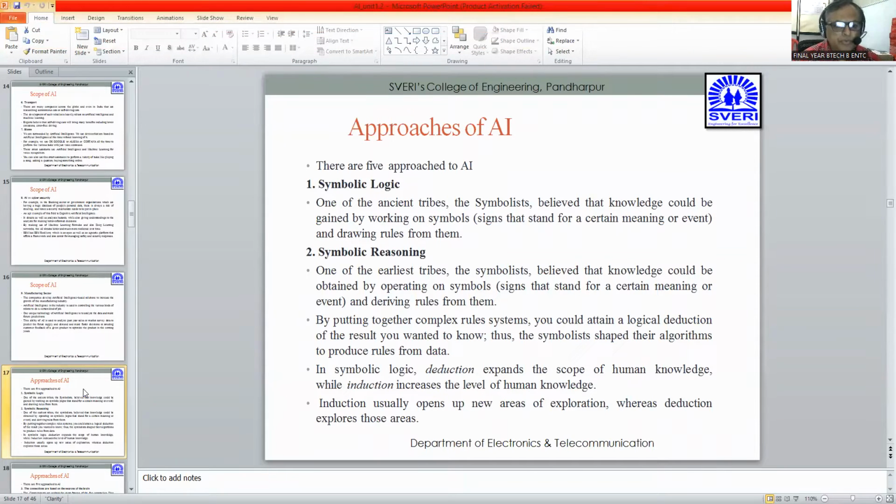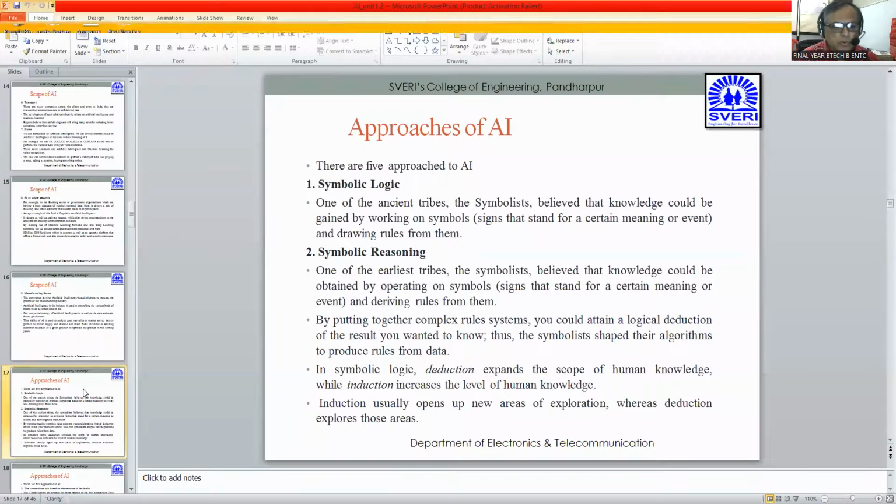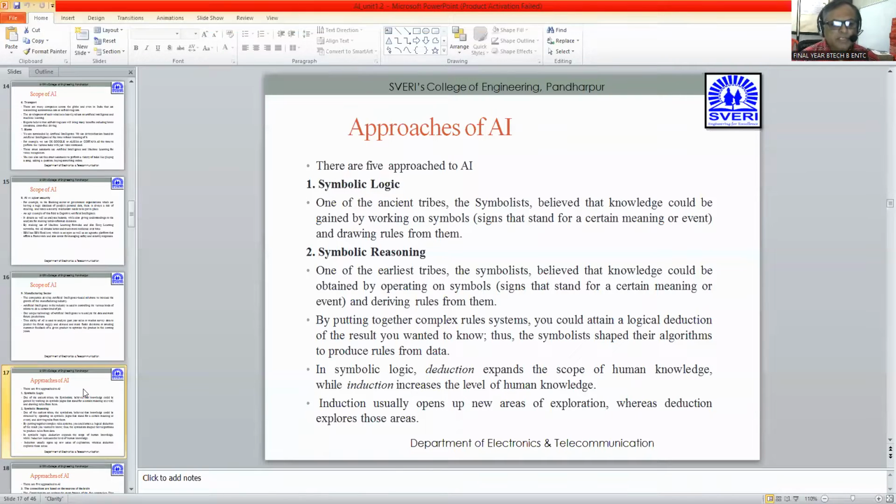Induction usually opens up new areas of exploration, whereas deduction explores those areas. So induction helps you explore new areas, whereas deduction explores them. Induction comes up with the new areas and the exploration is done by deduction. So this is basically symbolic reasoning. The language that can be used to represent logic or reasoning is nothing but symbols, and symbols are the signs that stand for a certain meaning or event, implemented in such a way that you can draw some rules from them also.